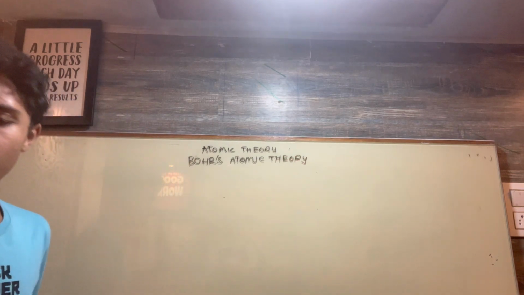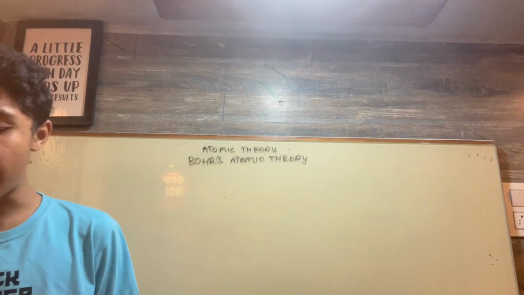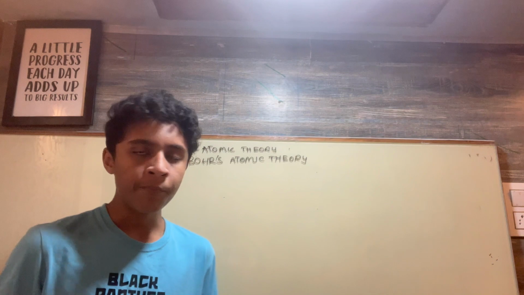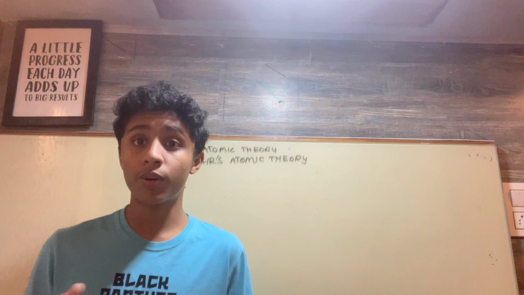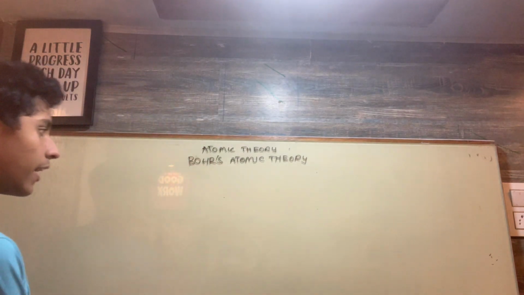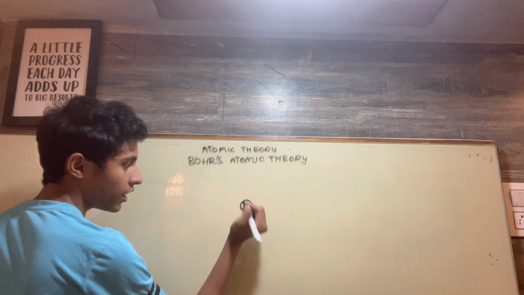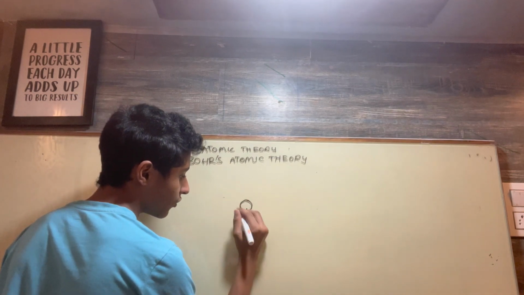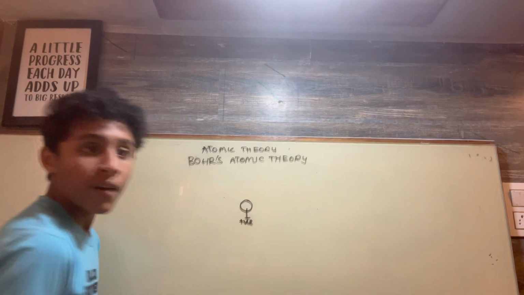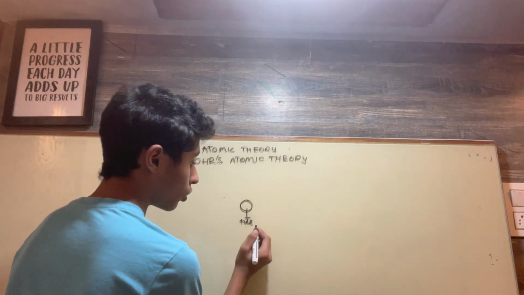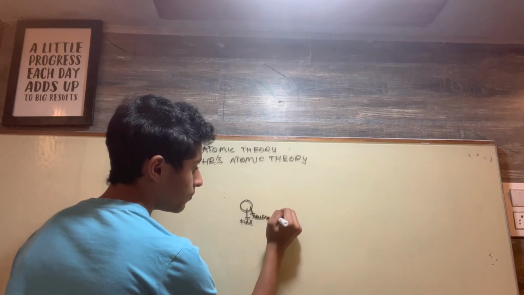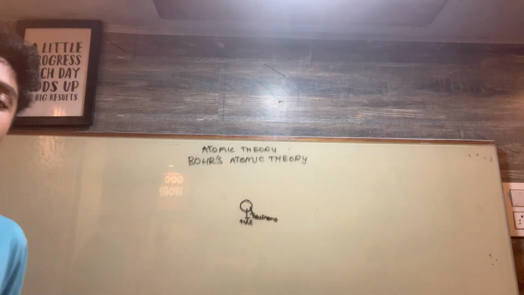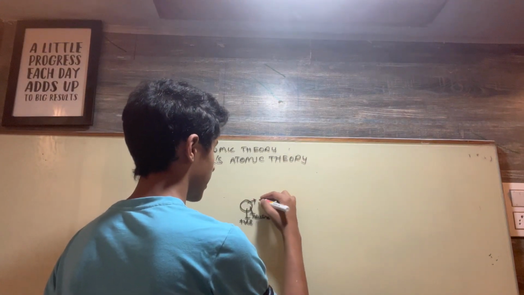After discussing J.J. Thomson's theory and Rutherford's theory in the last video, we understood that there is something called a nucleus through Rutherford's gold foil experiment. There's going to be something in the middle, and that's called the nucleus. Inside our nucleus, we know there are positively charged protons and neutrons, which are neutral in charge.